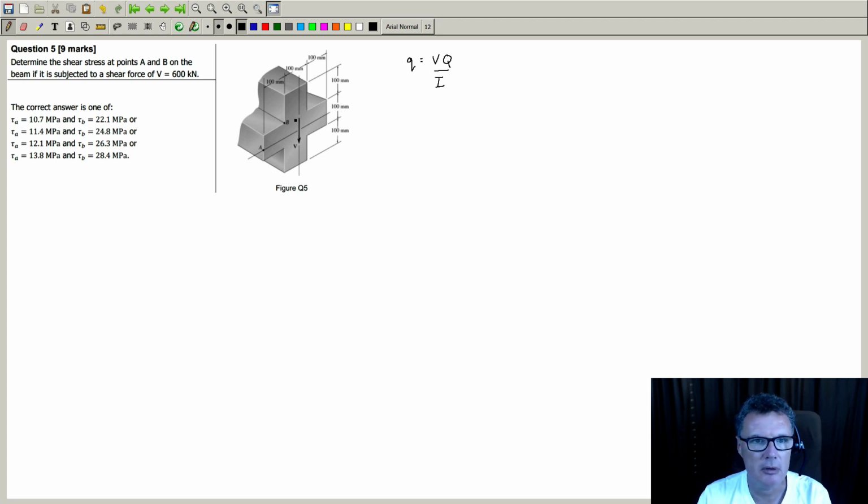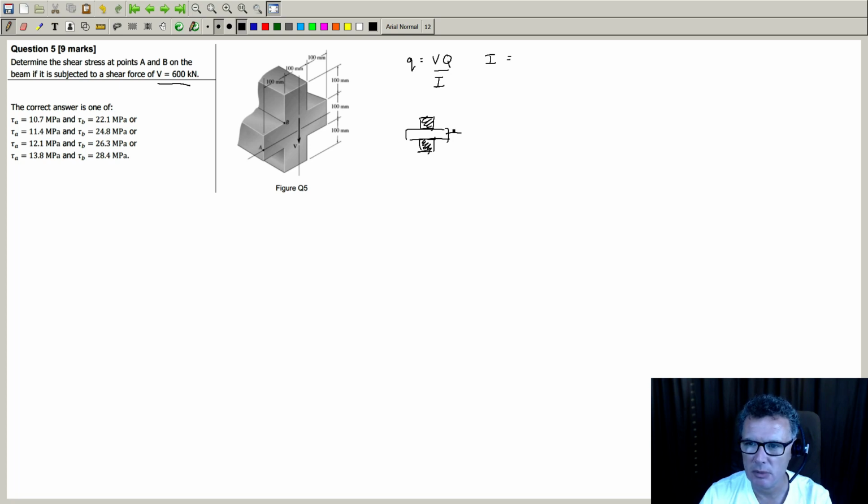Here we've got the shear flow. We've got the shear force V. Q, we'll come to that later, but we're going to need the second moment of area for the section, so we don't know that. So let's start working out what that is. So second moment of area of a section, well, what we'd do is we'd double up and treat this as 2 squares. And we need to apply the parallel axis theorem.